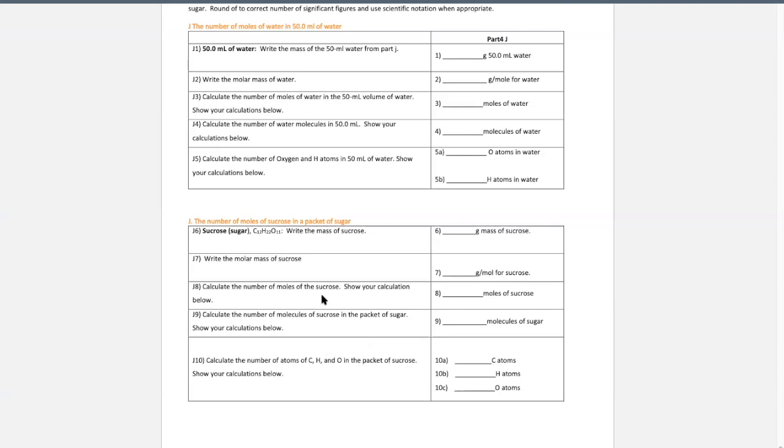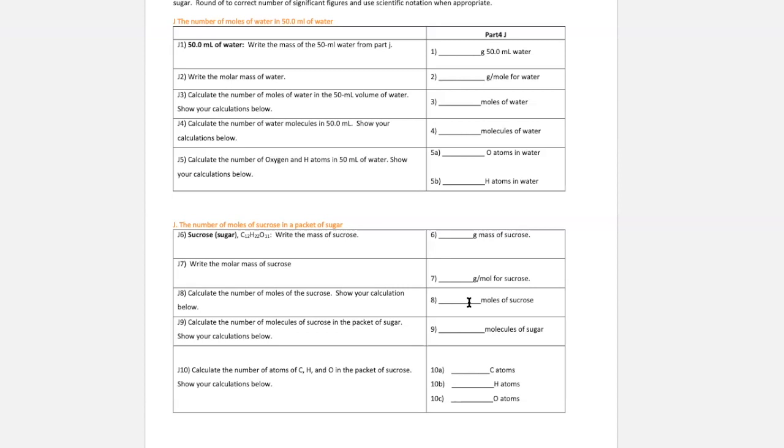Okay, calculate the number of moles of sucrose. Now that you now have the mass, let's say that we got 1.87 grams. And sucrose is about 180 grams per mole. You can use that 180. Make sure you have a more precise value for that molar mass. Grams per mole. Now you have your moles of sucrose, which is table sugar, by the way.